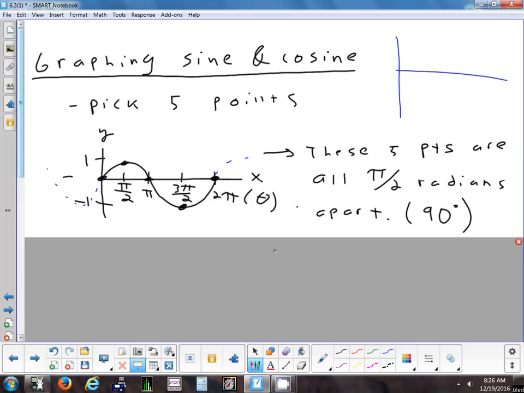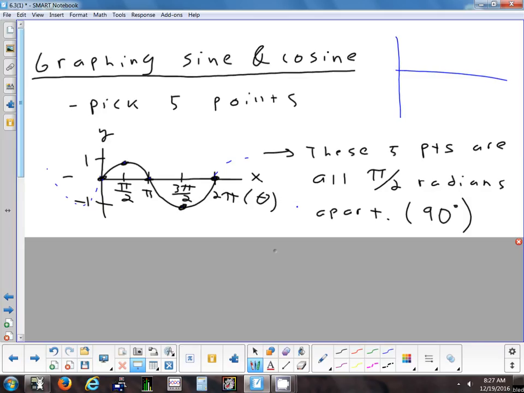And in order to do that, we really need 5 points. I like to find where it crosses the x-axis. So for the first period or the first cycle of the sine wave, that occurs at 0, pi, and 2 pi. And then if we can find the highest and the lowest value, we're pretty much set to graph it. So we try to find those 5 points.